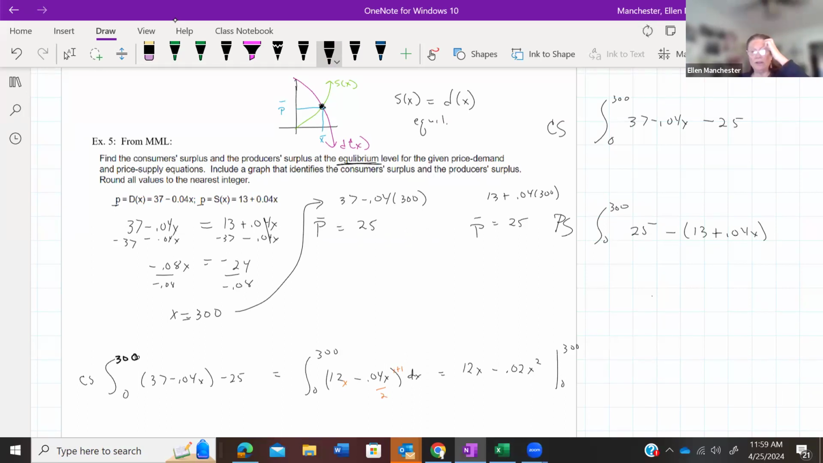So go ahead and do that one, and then we'll do the producers one in a sec. So go ahead and get the answer for that one. This one is from my math lab, so you're going to see one just like this. You're going to find the x value first, and then plug the x value into either function, and then you have all the information you need to be able to find the consumer and the producer surplus.